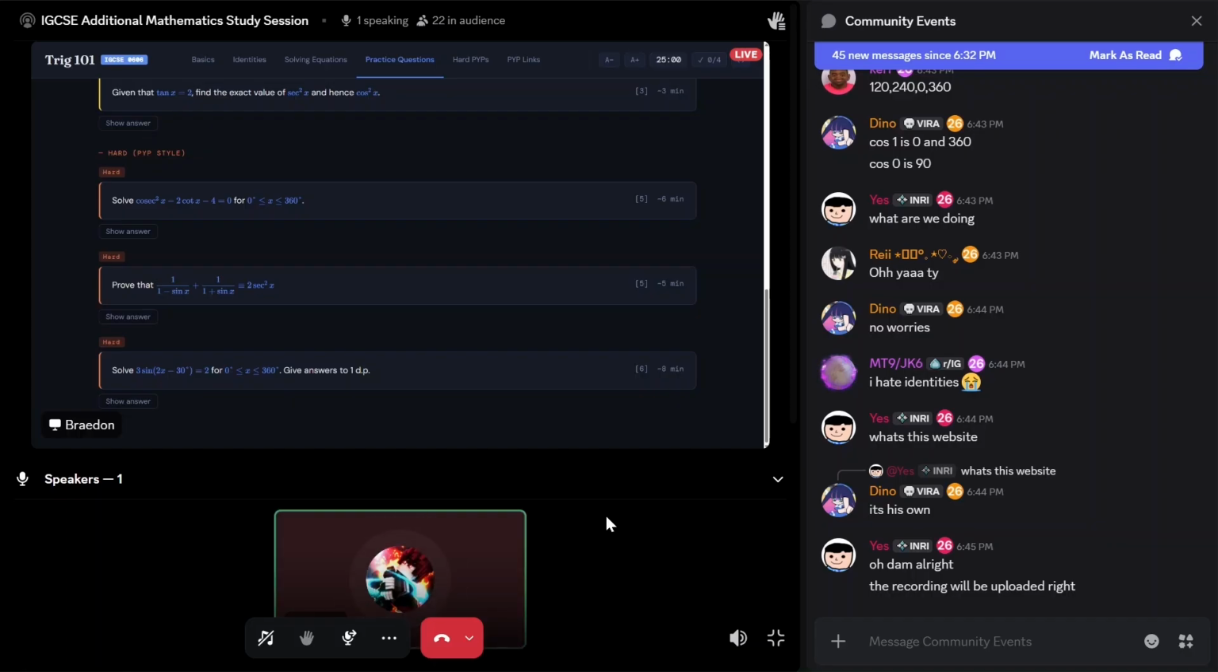This is 5 marks. I'll give 5 to 6 minutes like that. So drop your answers when you're done. And remember, this square is something like a quadratic. And then since you're solving trig, there's going to be multiple answers. So check all your quadrants when you draw your ASTC out.